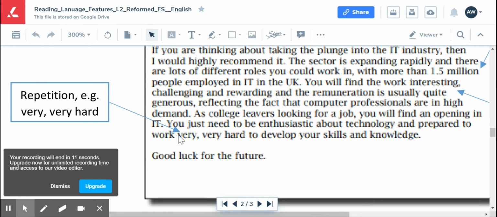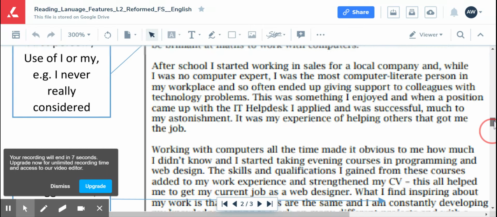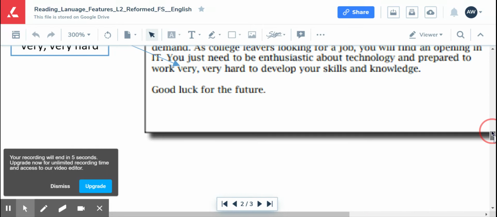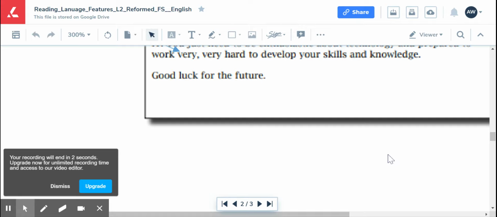Okay, and you can see other examples here, repetition, and so on. So it's just useful to recap on those language features, and a quiz will follow this video.